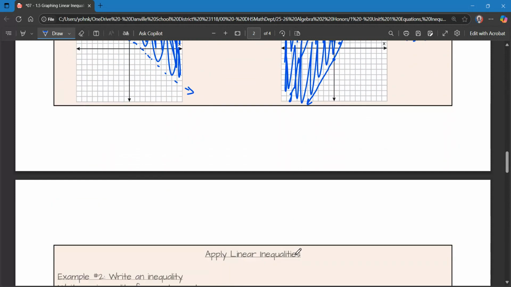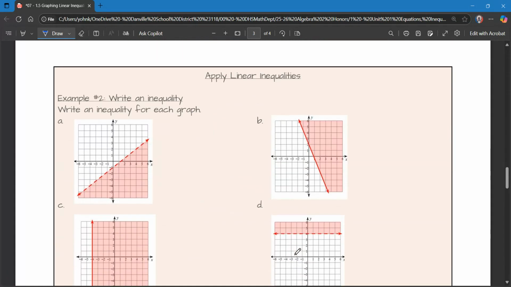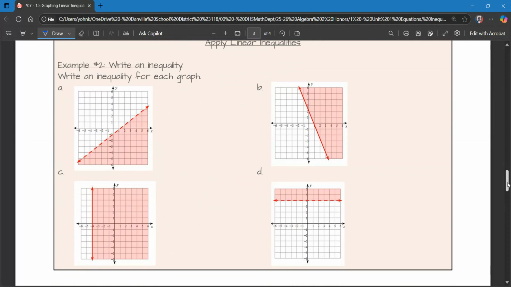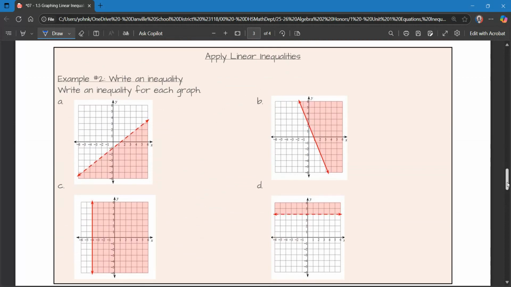All right, let's go the other way. I'm going to give you a picture, and you're going to tell me what the inequality is that represents it. So I want you to write me an inequality in slope-intercept form for the graph.